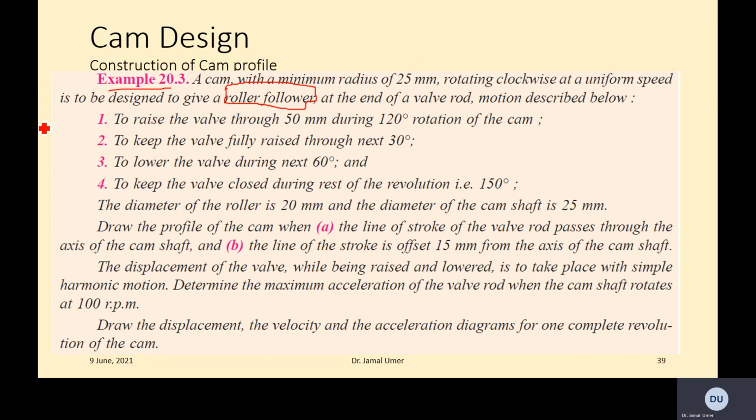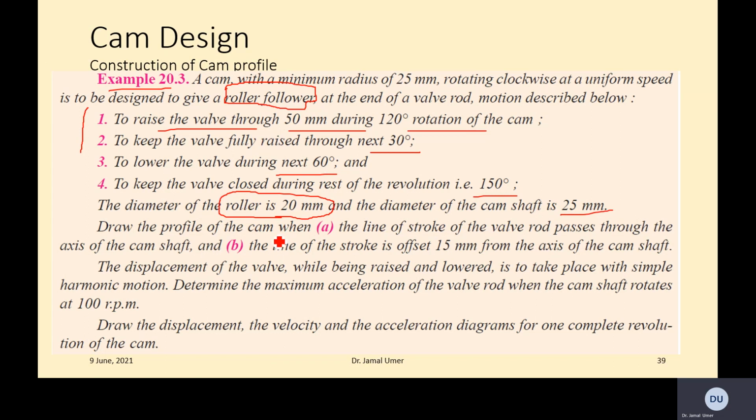You see the information will always be given in this format. You have to raise the valve through 50 mm during 120 degrees outward, then dwell, return, and then another dwell, and the roller diameter, because now instead of a knife edge you have another follower with a roller edge. We have already discussed different types of followers, so we can have a roller as well. And the diameter of the camshaft is given.